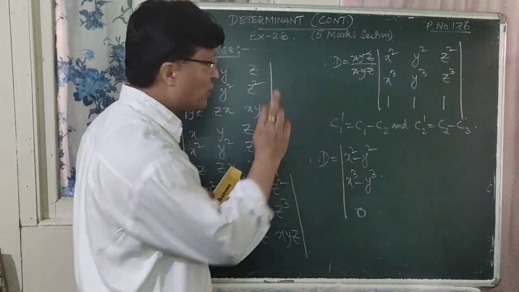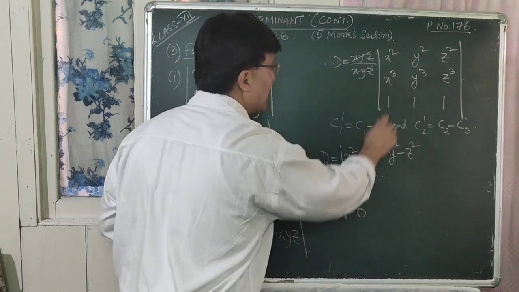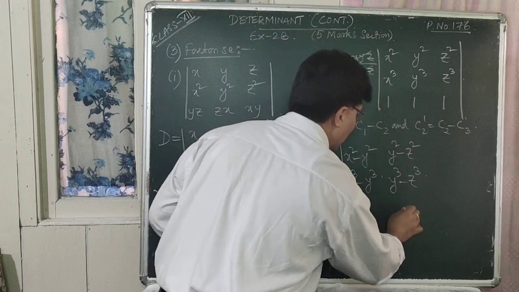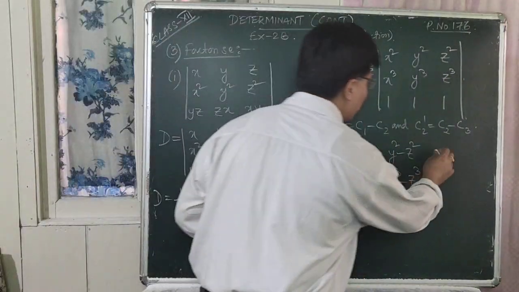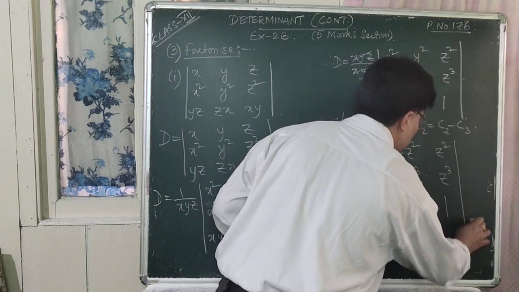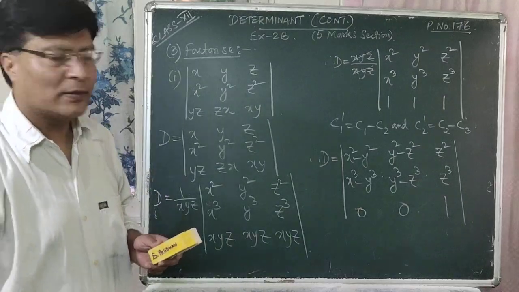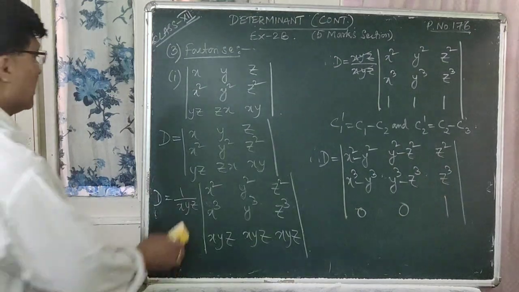Similarly, what is the new second column? That is c2 minus c3. Now it is y square minus z square. Next, y cube minus z cube. Then 1 minus 1 is always 0, right? What is the third column? It is z square, this is z cube, and this is 1. Is it clear to all of you? So now this is the new determinant, okay?